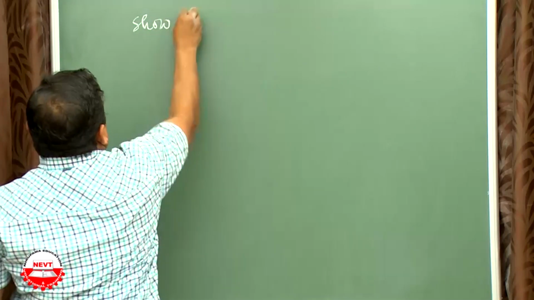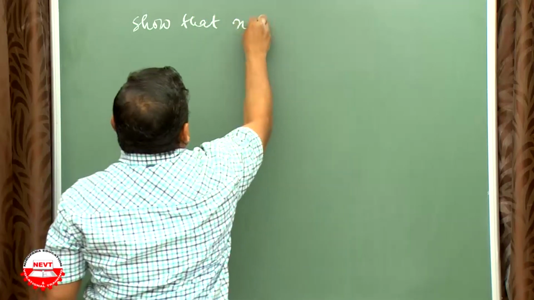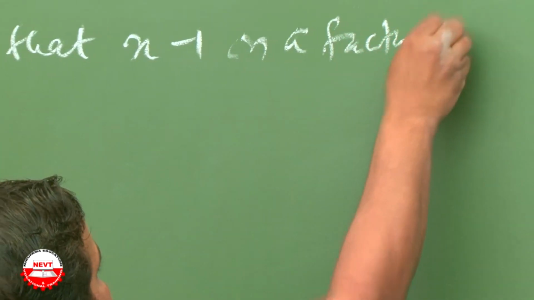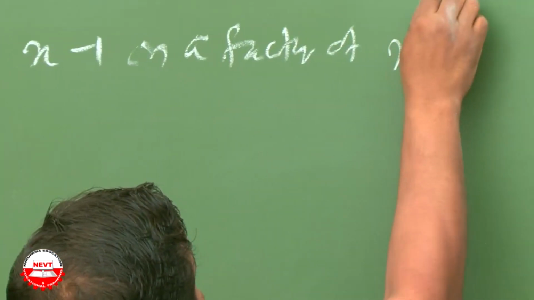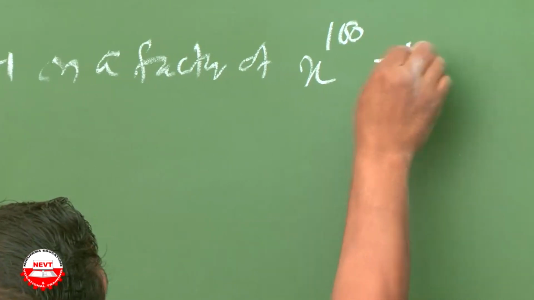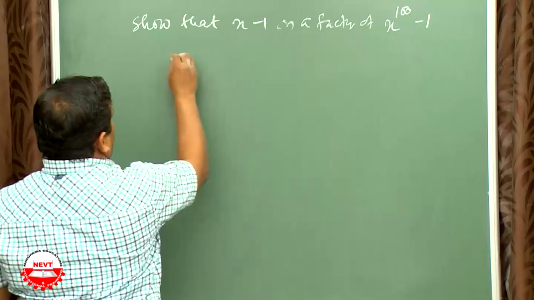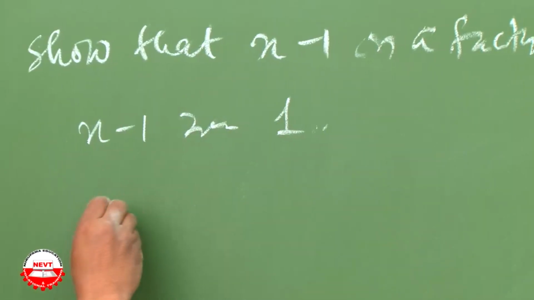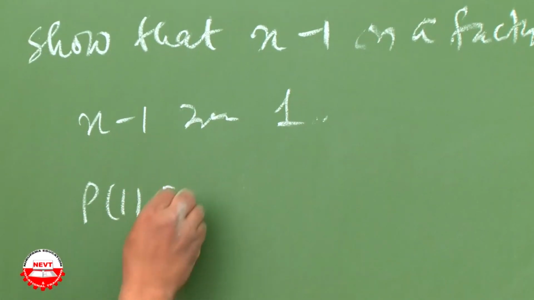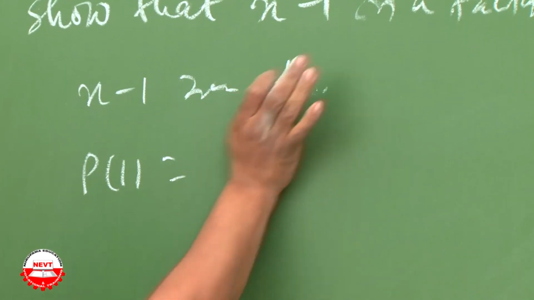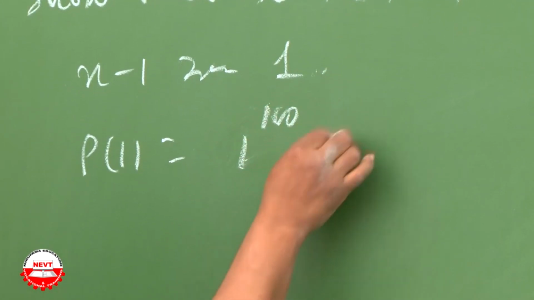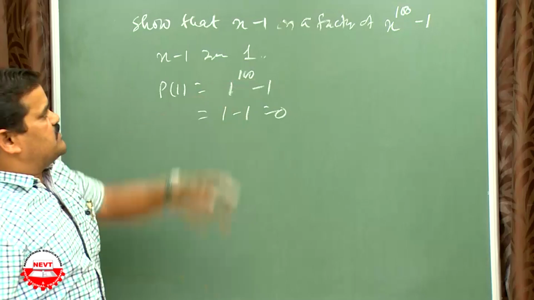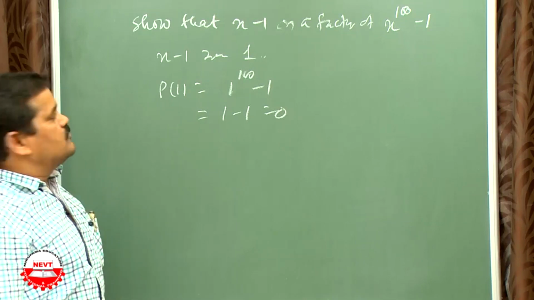Show that x minus 1 is a factor of x to the power 100 minus 1. That means you know that the zero of x minus 1 is 1. So, p of 1 is equal to 1 to the power 100 minus 1. That means 1 minus 1 is equal to 0. So, x minus 1 is a factor of x to the power 100 minus 1.